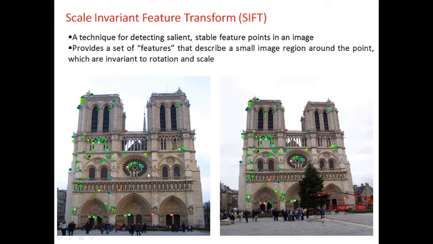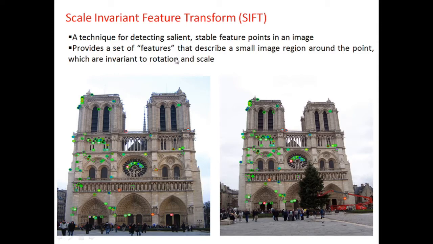So it is one viewing condition, right? And it is also one viewing condition. So it is robust to the affine transformation, which may be a rotation or scaling or translation. Right. So SIFT is a technique that is useful for detecting the salient stable feature points in an image, which are nothing but the interest points in an image. So SIFT here is providing us a set of features that is characterizing or describing a small image region around the point. This point may be an interest point. This is invariant to rotation as well as the scale.